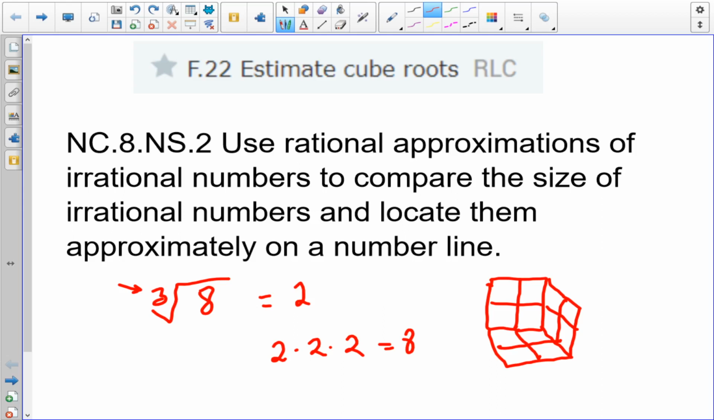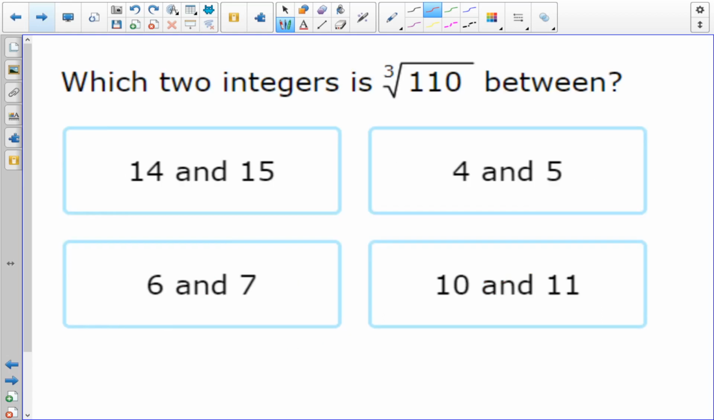So let's look at a couple of examples. They're going to ask you several different ways. They're going to give you some multiple choices. They're going to give you some what integer is it specifically closest to, things like that. So let's work through several examples. This one says, which two integers is the cube root of 110 between? So we're looking for what times itself 3 times is close to 110.